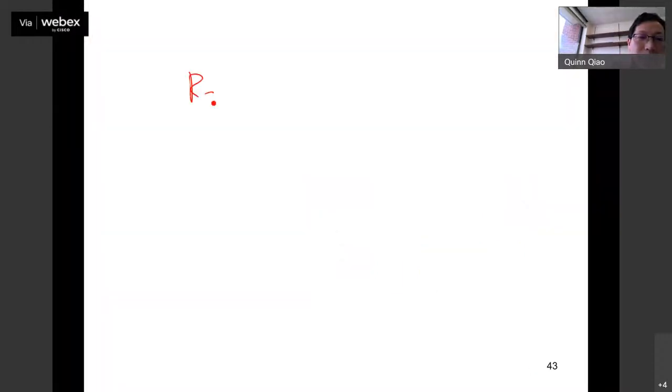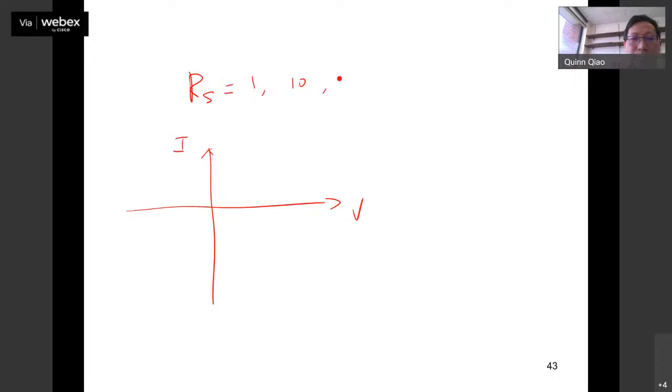Now I'll talk about the series resistance, or series impedance. All these series resistance and shunt resistance are internal impedance. This is V, this is I. For example, I have three values of RS: 1, 10, and 50, each in ohm centimeter square. When my RS is 1, my IV curve is like this, and this is my Pmax.